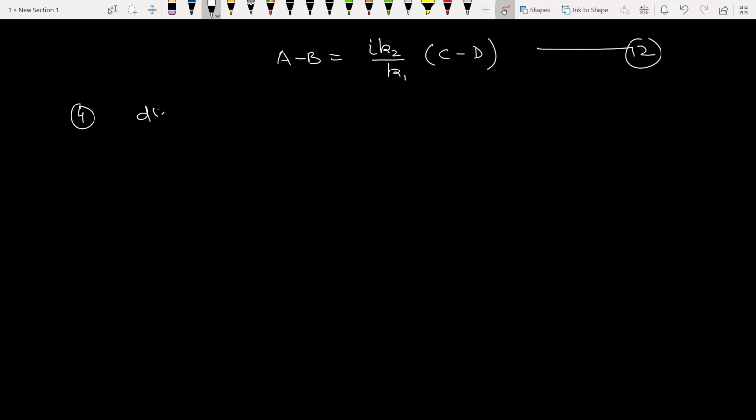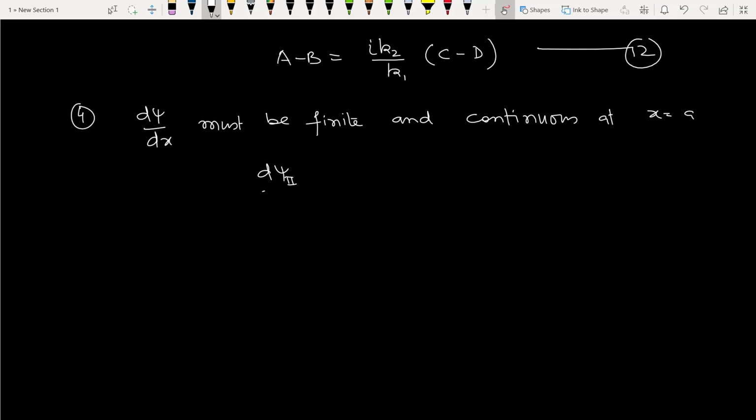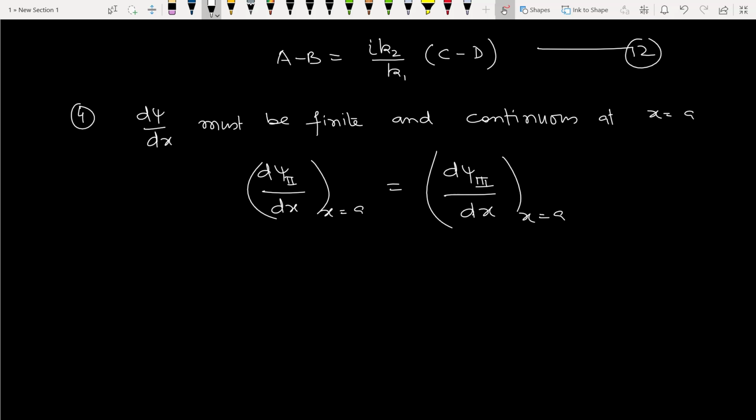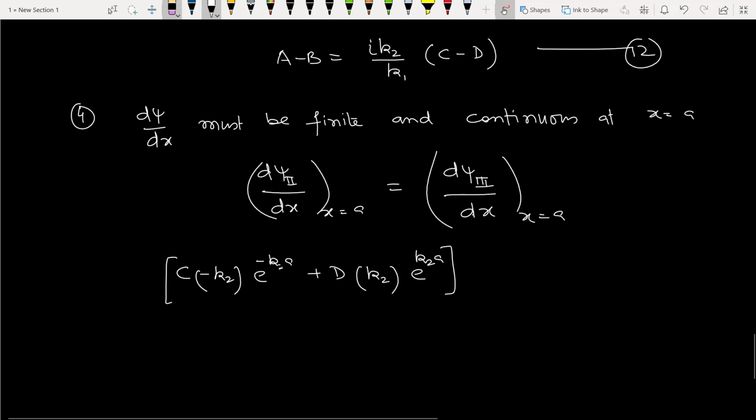Fourth boundary condition is d psi by dx must be finite and continuous at x is equal to a. So it is d psi 2 by dx at x is equal to a should be equal to d psi 3 by dx at x is equal to a. So now we take the derivatives. c minus k2 e raised to power minus k2a, d k2 e raised to power k2a, we will substitute the limits later on.